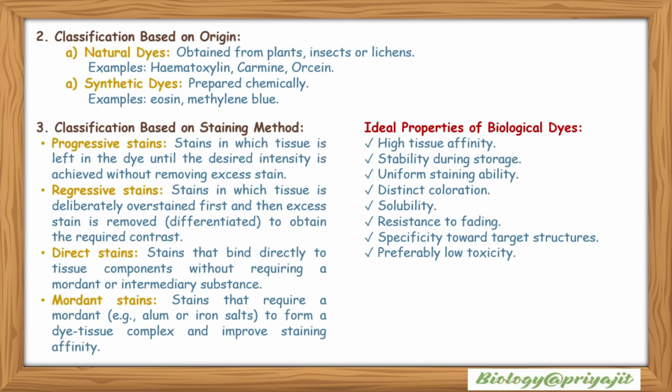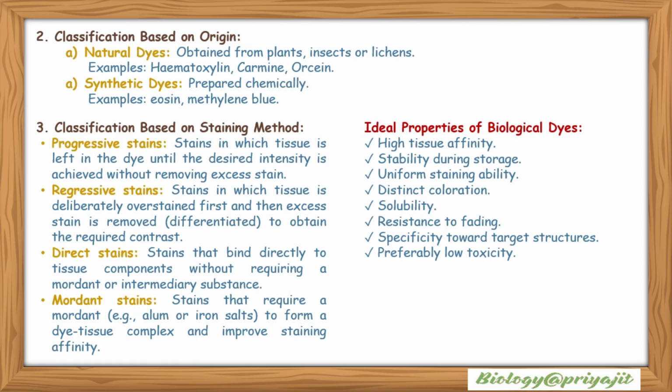Third classification of dyes is based on staining method. Progressive stain: the stains in which tissue is left in the dye until the desired intensity is achieved without removing excess stain. Regressive stains: stains in which tissue is deliberately overstained first and then excess stain is removed or differentiated to obtain the required contrast. Direct stain: stains that bind directly to tissue components without requiring a mordant or intermediary substance. Mordant stain, what is mordant stain? Stains that require a mordant such as alum or iron salt to form a dye-tissue complex and improve staining affinity.